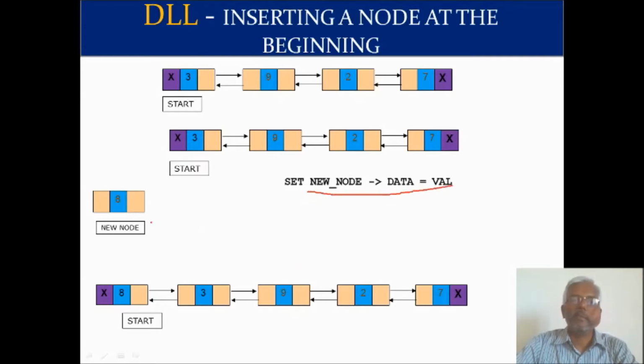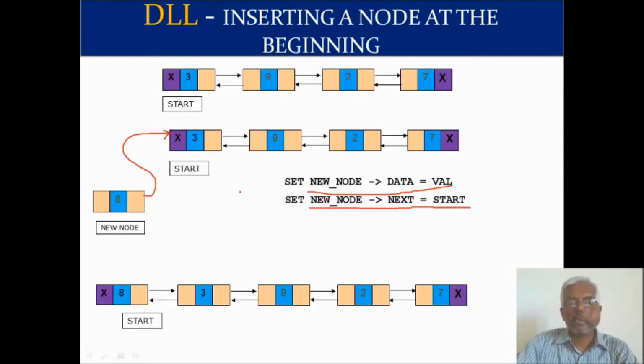Next, after we create a node and insert the data, what are all the things we have to do for making this new node the beginning node? In this new node, there are 2 pointers. One is next, another one is previous. What should this next pointer point to? The next pointer should point to the already existing start node. So, what is the statement we can write in the algorithm? New node of next is equal to start.